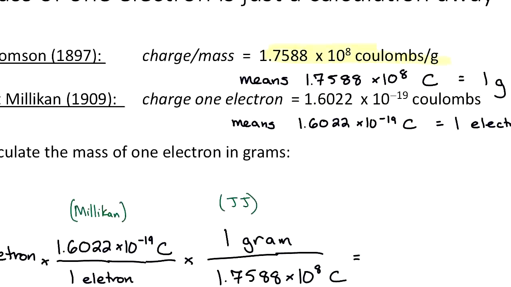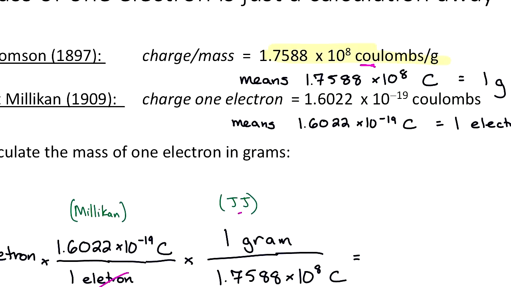Millikan's experiment determined the charge of 1 electron. So this definition means that 1 electron has 1.6 times 10 to the negative 19 coulombs. So to calculate the mass of 1 electron, I'm going to use those 2 numbers as conversion factors. 1 electron, let's cancel with Millikan's. That puts us in the unit of coulomb. Then let's use J.J. Thomson's experiment that had coulomb per gram. Coulomb's going to go on the bottom, gram up top. This is just like chapter 1, okay?